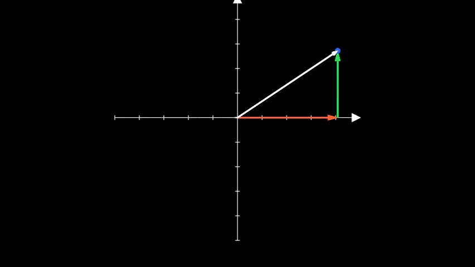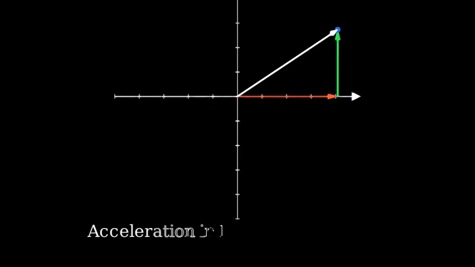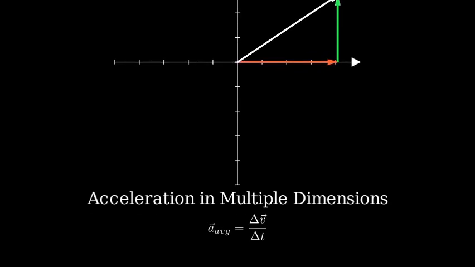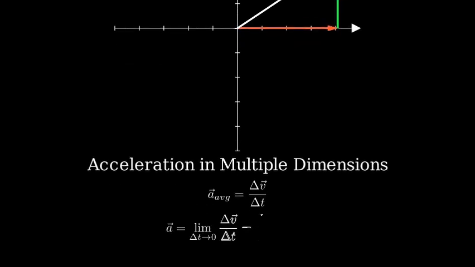Next, we will look at acceleration in multiple dimensions. Now, acceleration is the rate of change of velocity with respect to time. The average acceleration is then given by the change in velocity divided by the time interval. Instantaneous acceleration is the limit of the average acceleration as the time interval approaches zero, which is the derivative of v with respect to t, i.e. dv/dt, or the second derivative of r with respect to t, which is d squared r over dt squared.